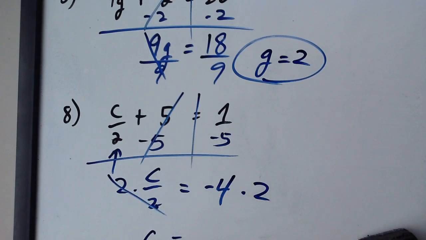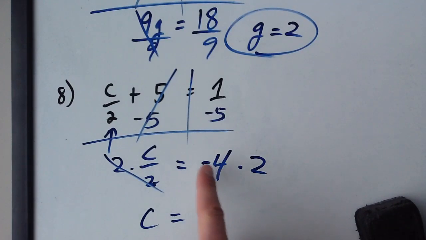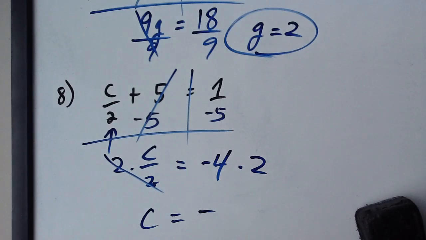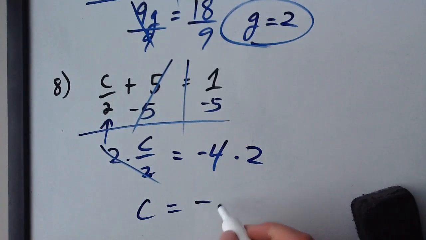these two simplify to 1 times c, which is just c, and here you have c is equal to negative 4 times 2. If you have a negative times a positive, if bad guys come to town, that's bad. So you're going to have a negative answer. 4 times 2 is 8.